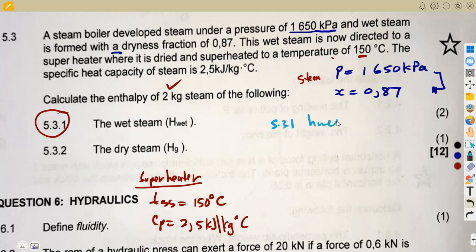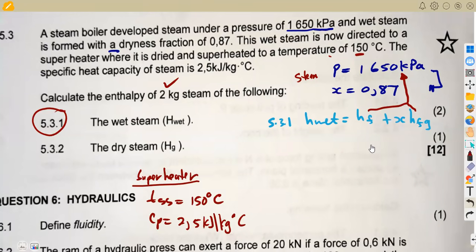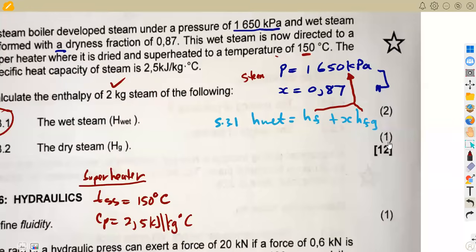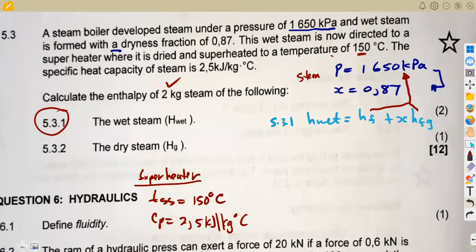Remember, h wet is taken from hf plus x hfg, where hfg is the enthalpy of evaporation of water and x is our dryness fraction. These are taken from the pressure we are given at 1,650 kilopascal. What is the value of hf there? Meaning to say, we are going to need our steam table.